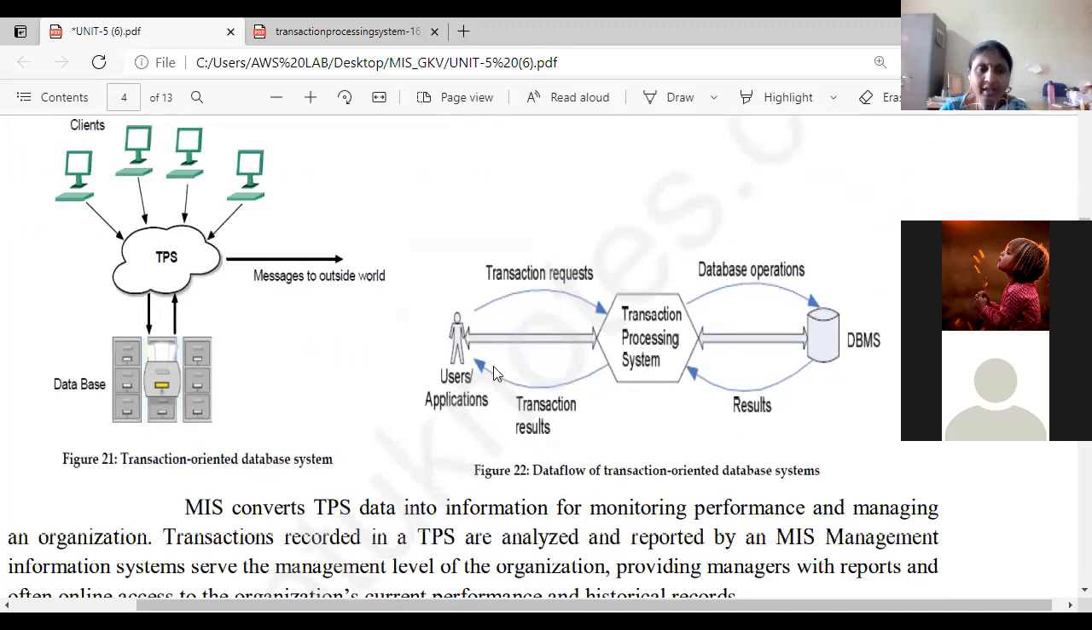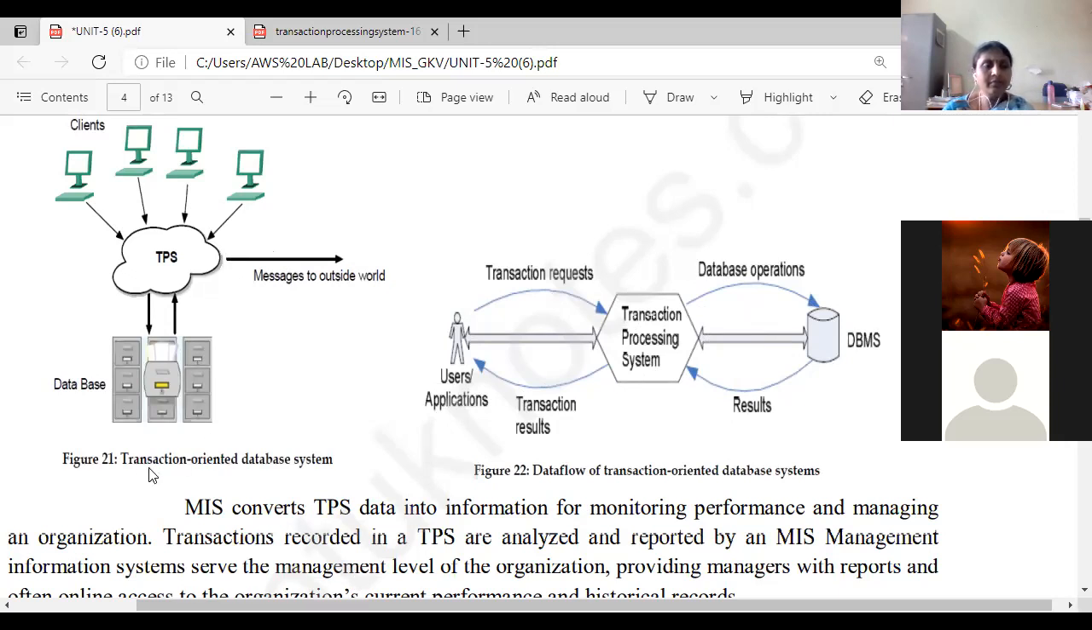Next, if you take here users and applications, for different application purposes we are accessing the transaction processing system. So a user poses some request to this transaction processing system. The transaction processing system dispatches that request to the database system. Again it sends the results, and the transaction results are sent to the user. You can represent things in two ways. Either you can represent it in this way, or you can represent it in this way.